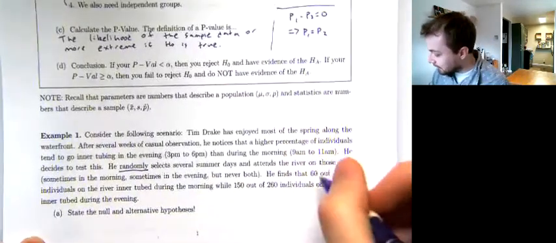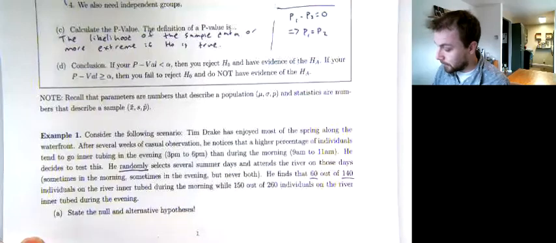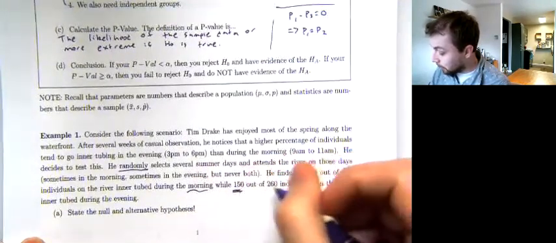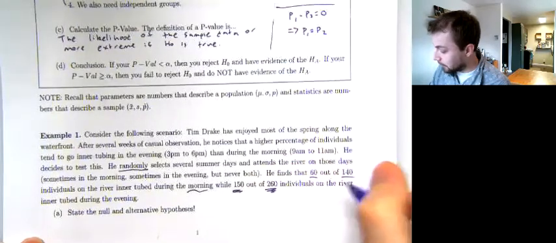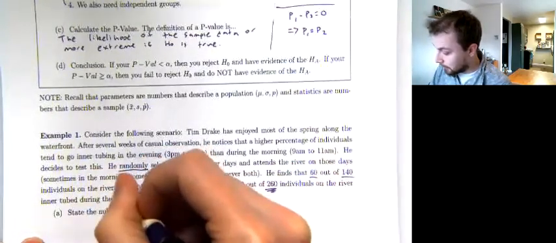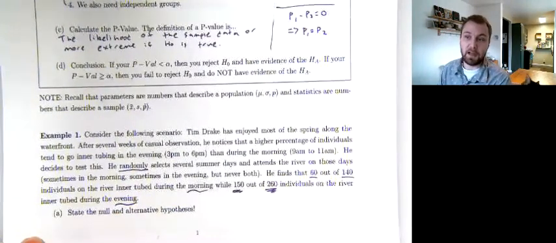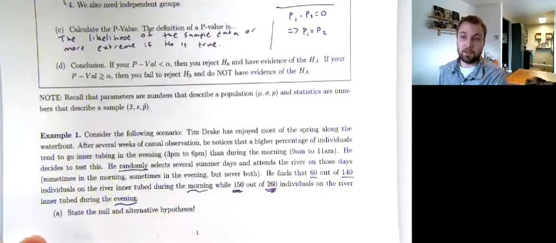He finds that 60 out of 140 individuals go in the morning, and 150 out of 260 go inner tubing in the evening. So first step says state the hypotheses. I'm going to have both a null and an alternative here.